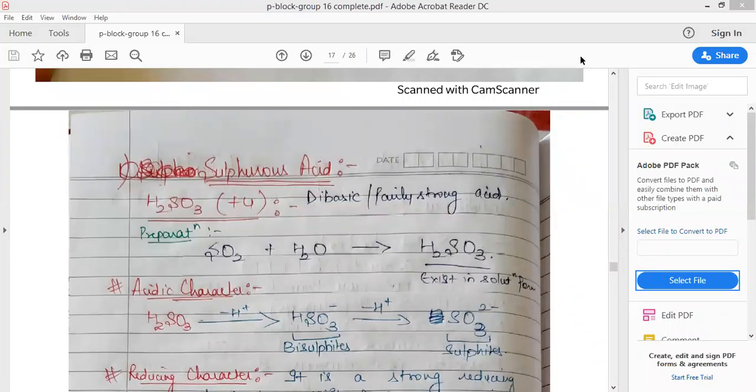So in the last video we discussed the oxo acids of sulfur, where we discussed the tricks and shortcuts to memorize the structure, oxidation states, basicity and the corresponding anhydride of the oxo acids of sulfur, which is a very important point from the point of view of the exams as well as your competitive exams.